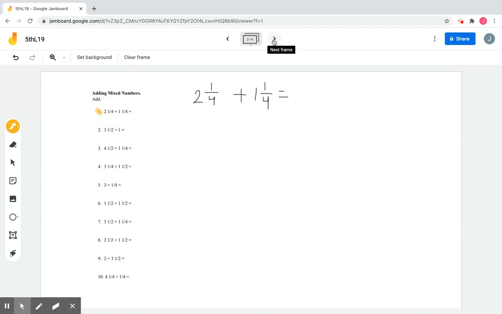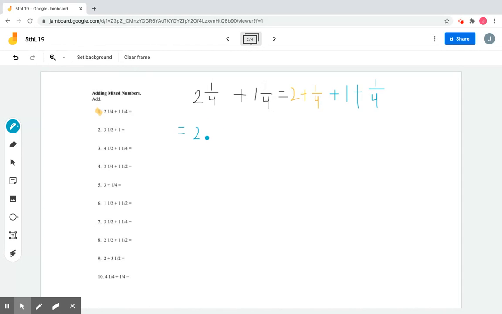Alright, next one is adding mixed numbers, and we're gonna do number one together. So 2 and 1 over 4 plus 1 and 1 over 4. So this is the same as 2 plus 1 over 4, plus 1, plus 1 over 4. So what we're gonna do is adding the whole numbers first.